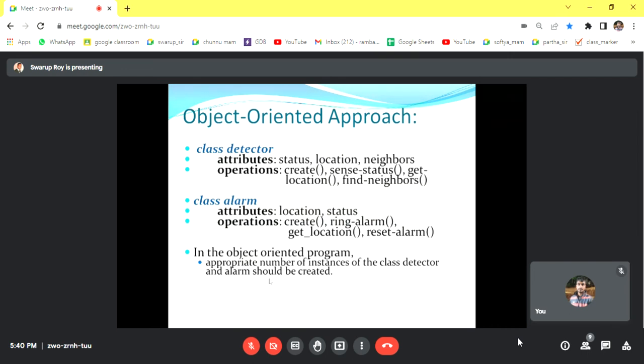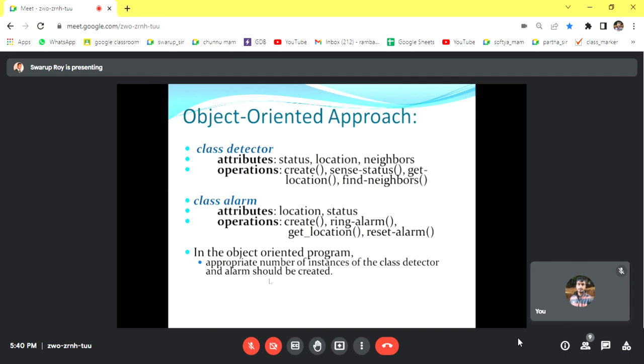You will model the system in the form of entities. A detector can be an entity, and an alarm can be an entity. The attributes or data inside that are the status of the detector, the location of the detector, and the neighbors of the detector. The operations are create detector, sense the status, get the location of the detector, and find the neighbors. These functions concentrate on the attributes or data inside the class detector. Similarly, for the alarm, you may have the location of the alarm and the status of the alarm, on or off. The operations are create the alarm, ring the alarm, get the location of that alarm, and reset that alarm.